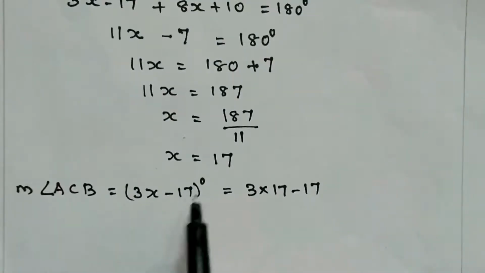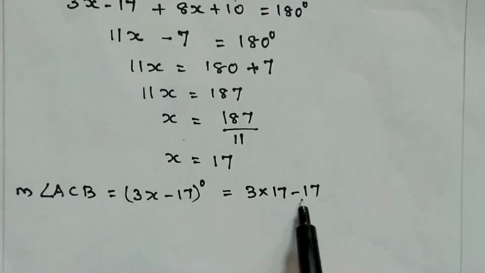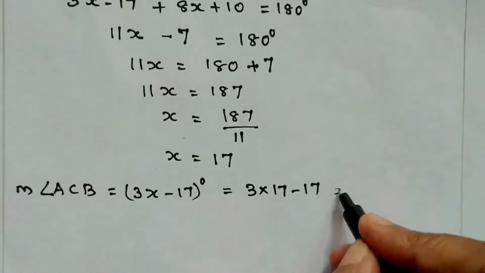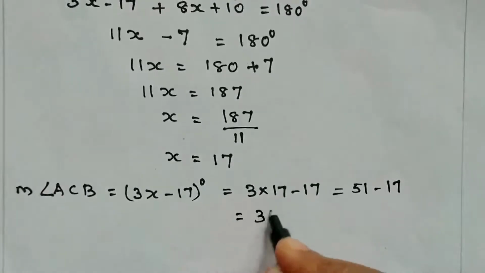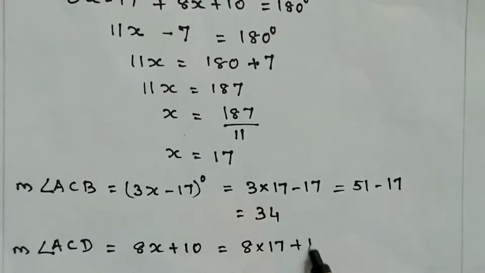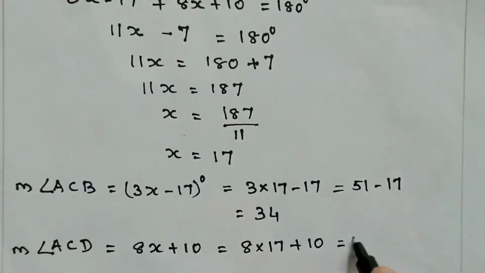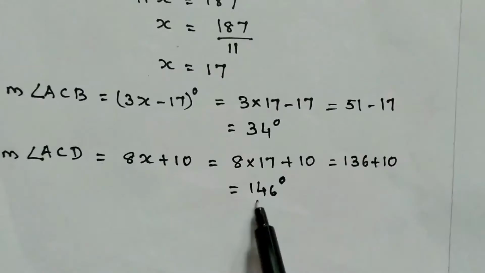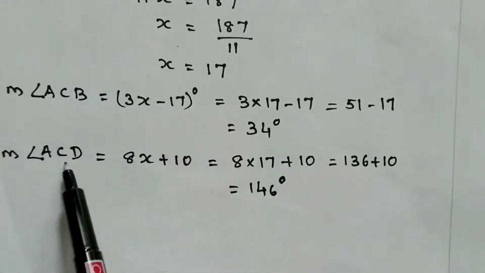Measure angle ACB is 3x minus 17. Let us substitute the value of x. So you get 3 into 17 minus 17. So that will give you 51 minus 17. That's equal to 34. Now measure angle ACD is 8x plus 10. That means 8 into 17 plus 10. 8 into 17 is 136 plus 10. That is 146. So we get measure angle ACB is 34 degree and measure angle ACD is 146 degree.